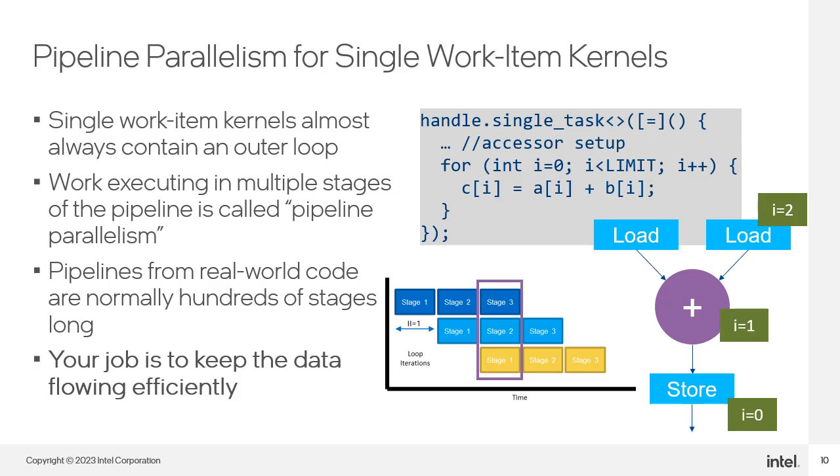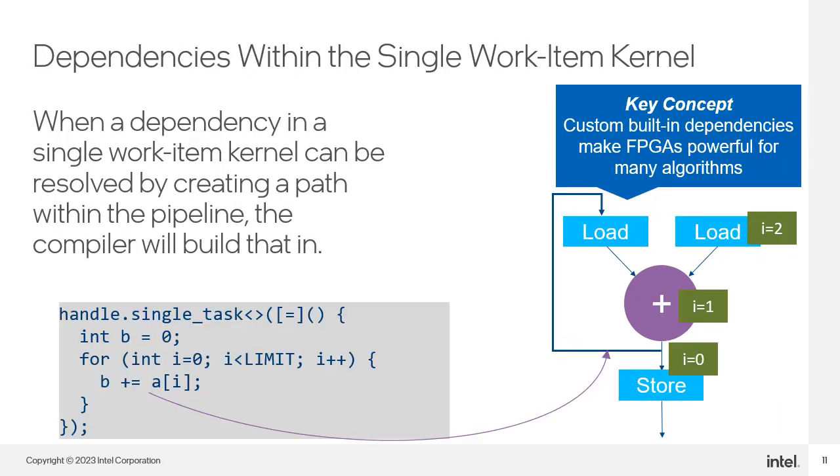You do not need to do anything to achieve pipeline parallelism. You can, however, ensure that data flow is efficient such that data can sit at every stage. The optimization reports can be used to evaluate how to achieve better data flow. When there are dependencies in the single work item kernel, they are resolved automatically by the compiler. The compiler will build a path within the pipeline that will make data flow more efficient. These custom built-in dependencies make FPGAs powerful for many algorithms.